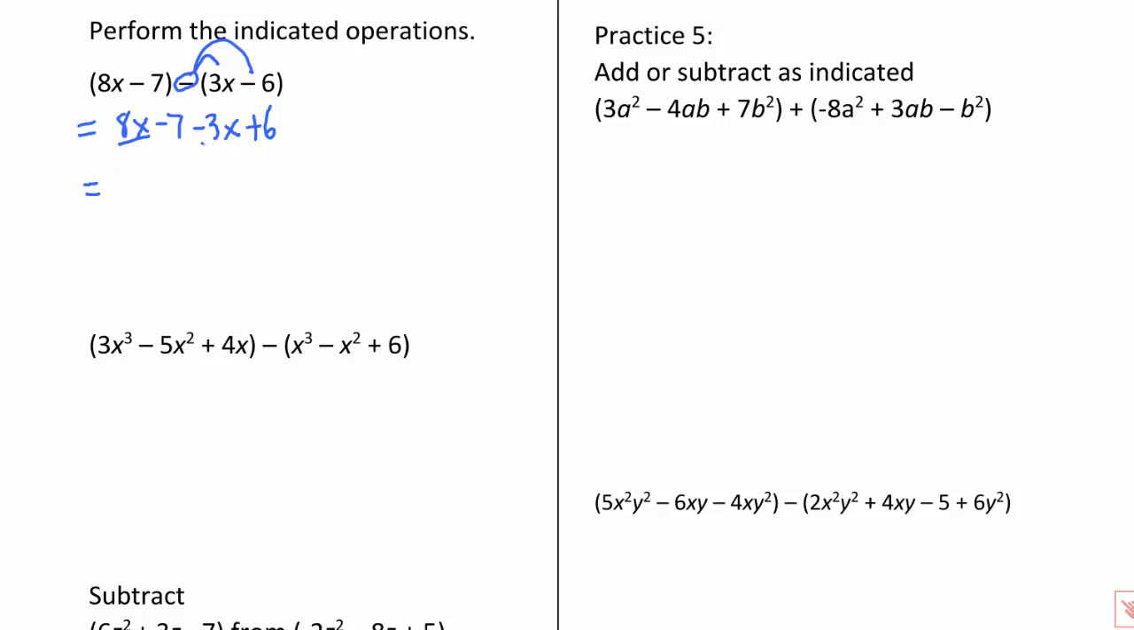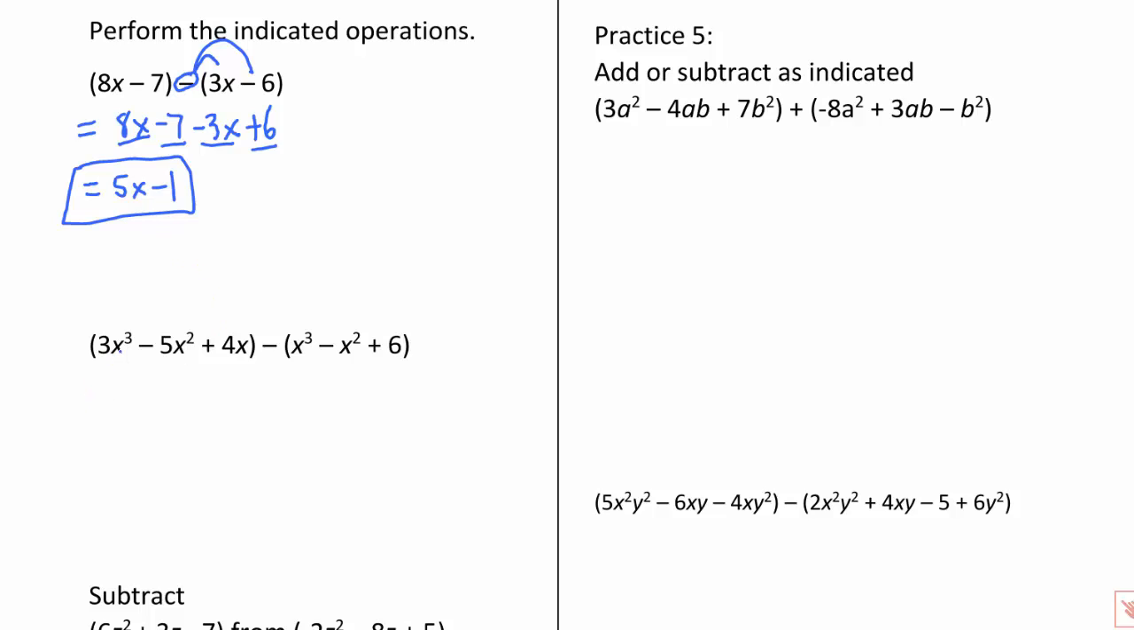8x is a like term with negative 3x. 8x minus 3x is 5x. Then we have negative 7 plus 6. Negative 7 plus 6 is minus 1. That gives us that 8x minus 7 minus 3x minus 6 is 5x minus 1.